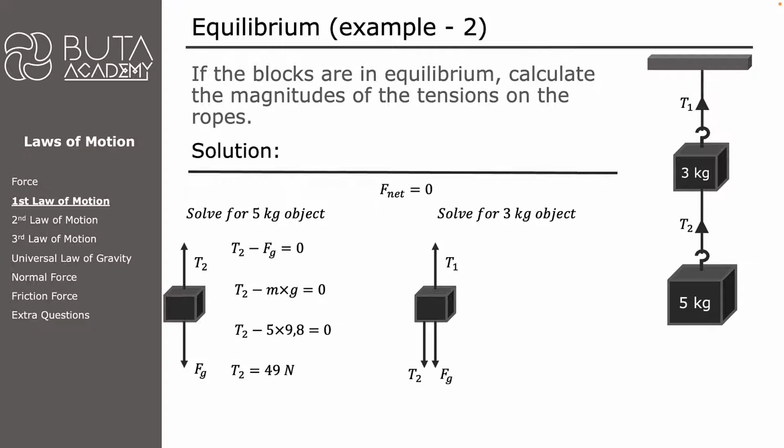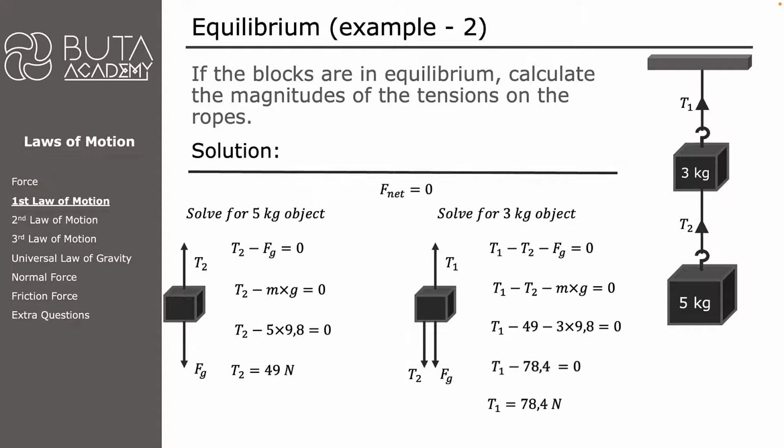As we chose upwards as positive direction, the equation will be T1 minus T2 minus force of gravity. From the previous equation, we already calculated T2 as 49 newtons. And as this is the equation for the 3 kg object, after substitution, the equation will be T1 minus 49 minus 3 times 9.8 is equal to 0. As a result, T1 is equal to 78.4 newtons.